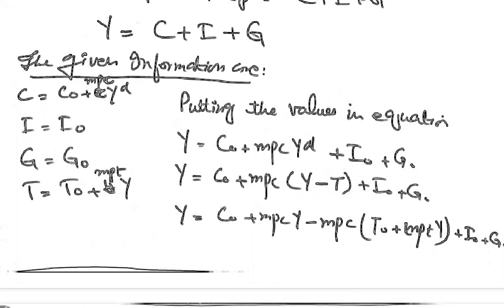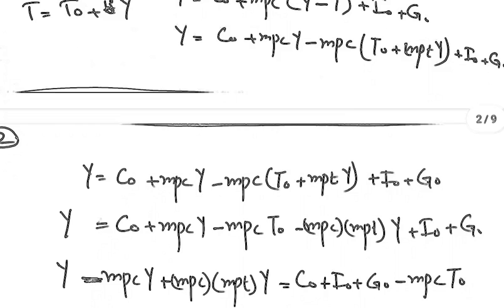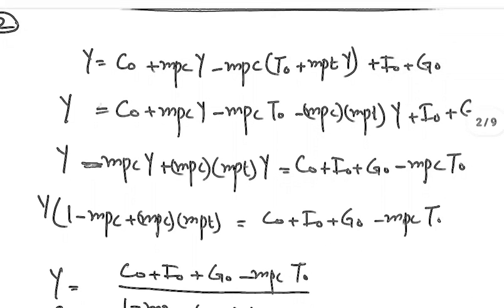Y is equal to C naught plus MPC into Y minus MPC into (T naught plus tY) plus I naught plus G naught. Now we will multiply the MPC inside the bracket, and we will obtain the equation Y is equal to C naught plus MPC Y minus MPC T naught minus MPC into tY plus I naught plus G naught.